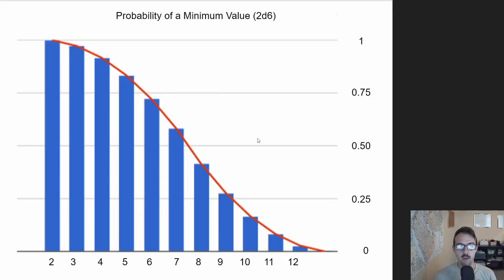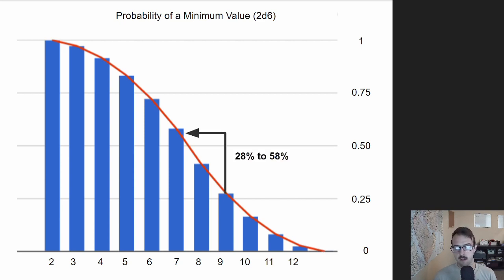And what we can do is plot these all out to get a probability of a minimum value on a 2d6. So pretty obvious, if you need at least a 2, you have a 100% chance to get it, because the lowest thing you can possibly roll is 2 1s, so you have a 100% chance of getting at least a 2. And this will decrease in a non-linear fashion all the way down to 12. It's impossible to get a 13 because there's no way to get that on a 2d6.